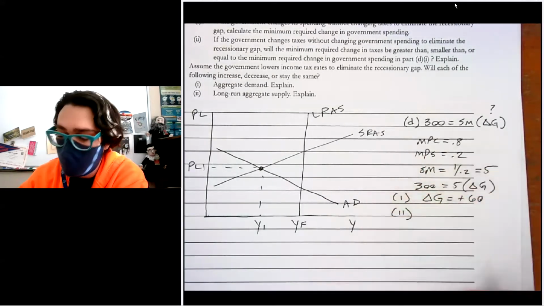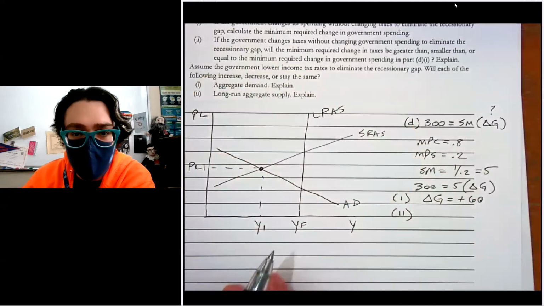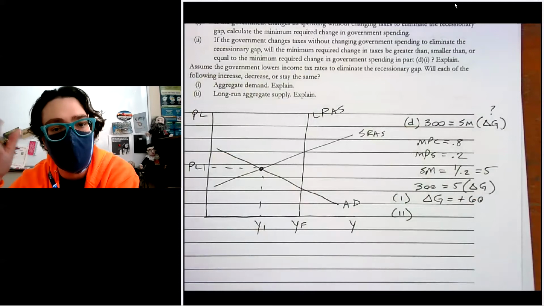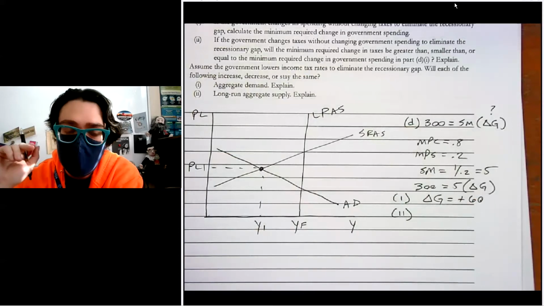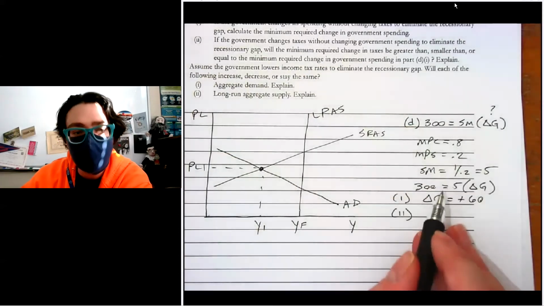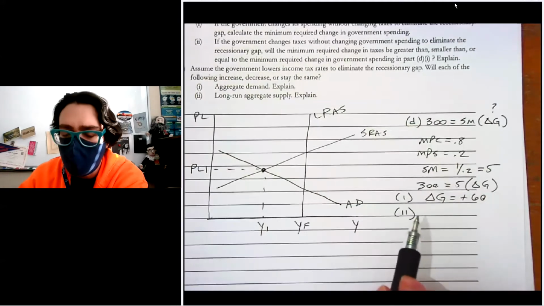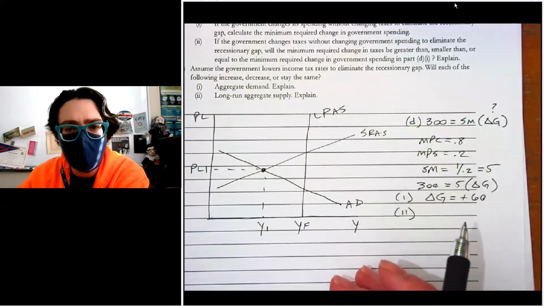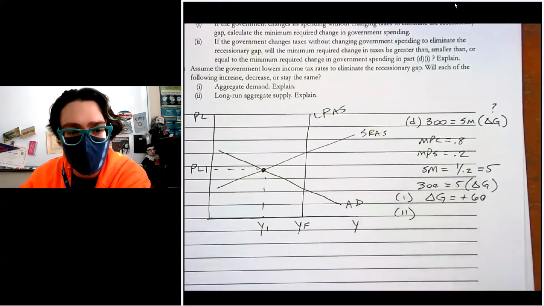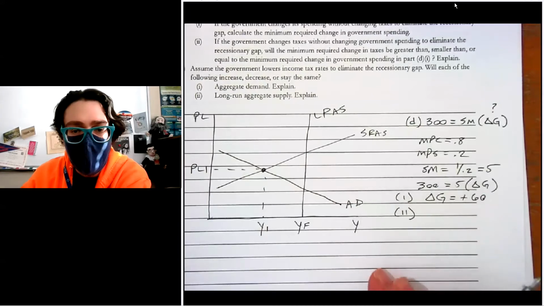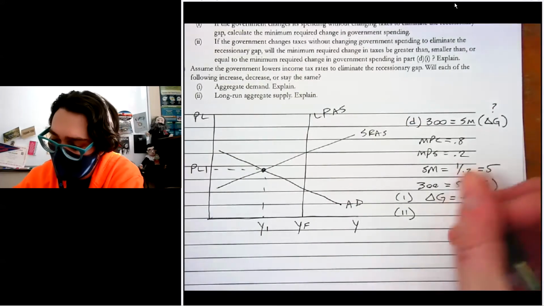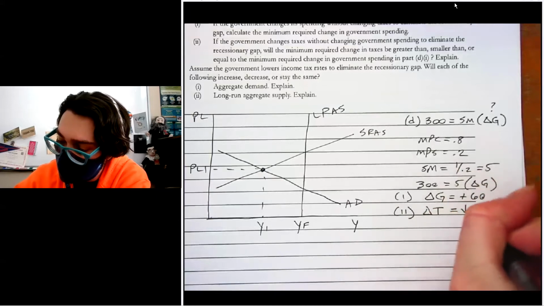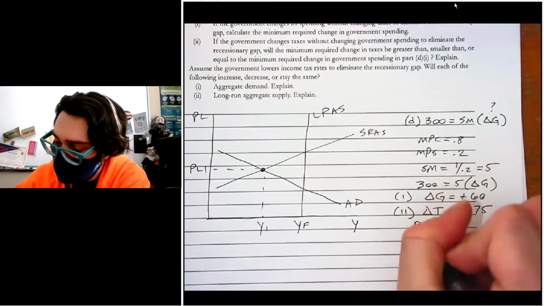Now, part 2 says if the government changes taxes, will the required amount, the change in taxes, be larger, smaller, or equal to the minimum change in spending? Explain. So you could go through and resolve this using the tax multiplier and find that you would need a 75 billion, or whatever it is, 75 change in taxes in order to accomplish the same goal. And if you want, you can resolve it. But ultimately, the change in taxes has to be lowering it by 75.